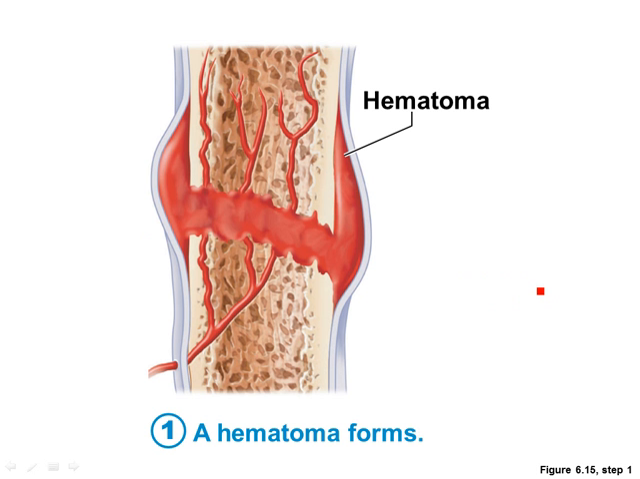Okay, so this is a break. This is almost transverse, a little bit spiral, but we'll go with a transverse break. It is complete. It is closed, so it's a simple break. You've got the break, and the first thing you're going to see is all these blood vessels, because remember there's a lot of blood vessels inside of a bone. They bleed out, and you form this blood clot, or this hematoma.